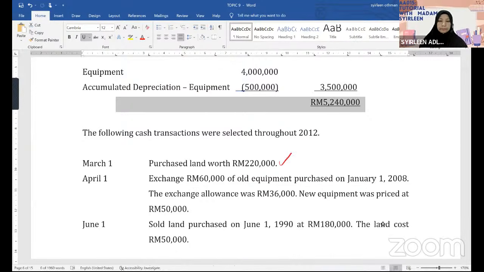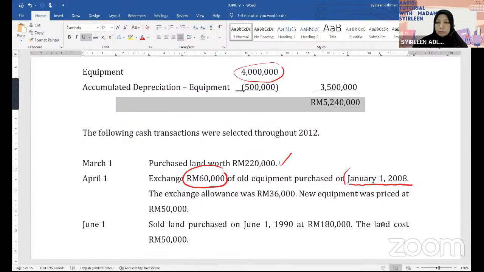Okay, alright. And then April 1st, exchange. That means trade in. Okay. So bila kita trade in, yang kita perlu cari dekat sini ialah your trade in value. Okay. So you have equipment ada 4 million. Ada banyak kan? Tapi yang kita trade in hanya yang bernilai 60,000 saja. So that means the rest of your equipments are still there. The one that you exchange atau you traded is only the 60,000 ringgit worth of equipments. That is your old equipment. Okay. Equipment ni dibeli pada 1st January 2008.